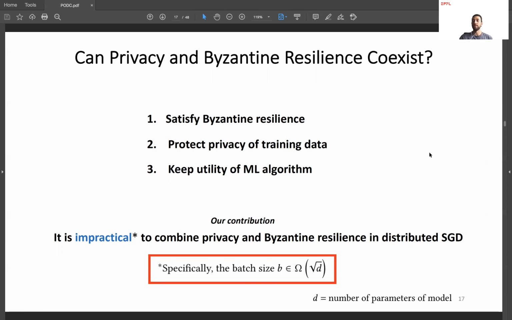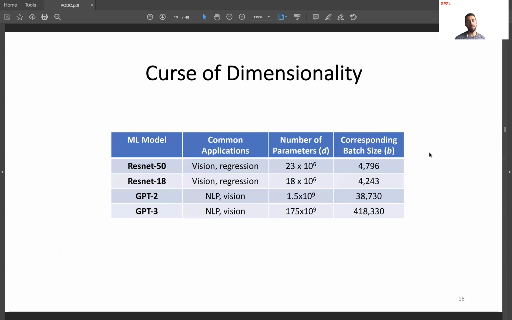And now we all know that in state-of-the-art machine learning models, D can take huge values, as can be shown in this table here, where D varies from 18 million and can go up to 175 billion. And the corresponding batch size can go up to the order of 400 thousand data samples, and we can clearly see the impracticality and computation inefficiency of such an approach.